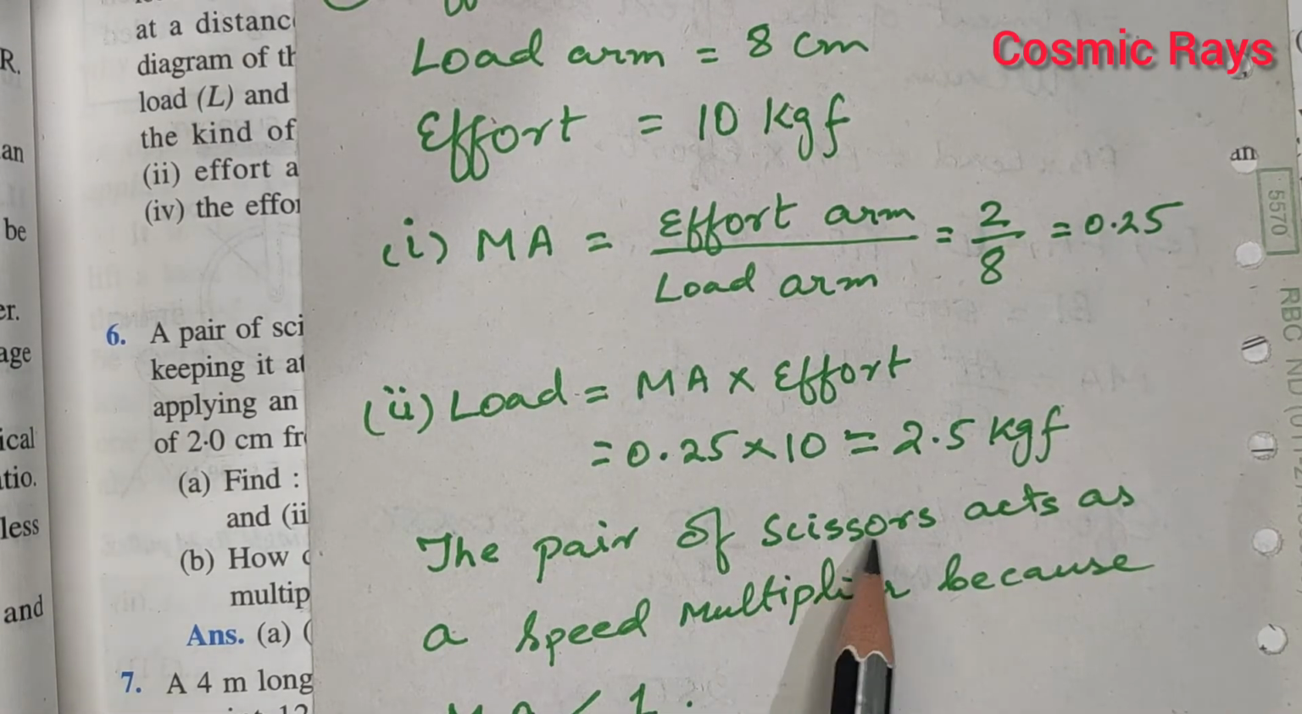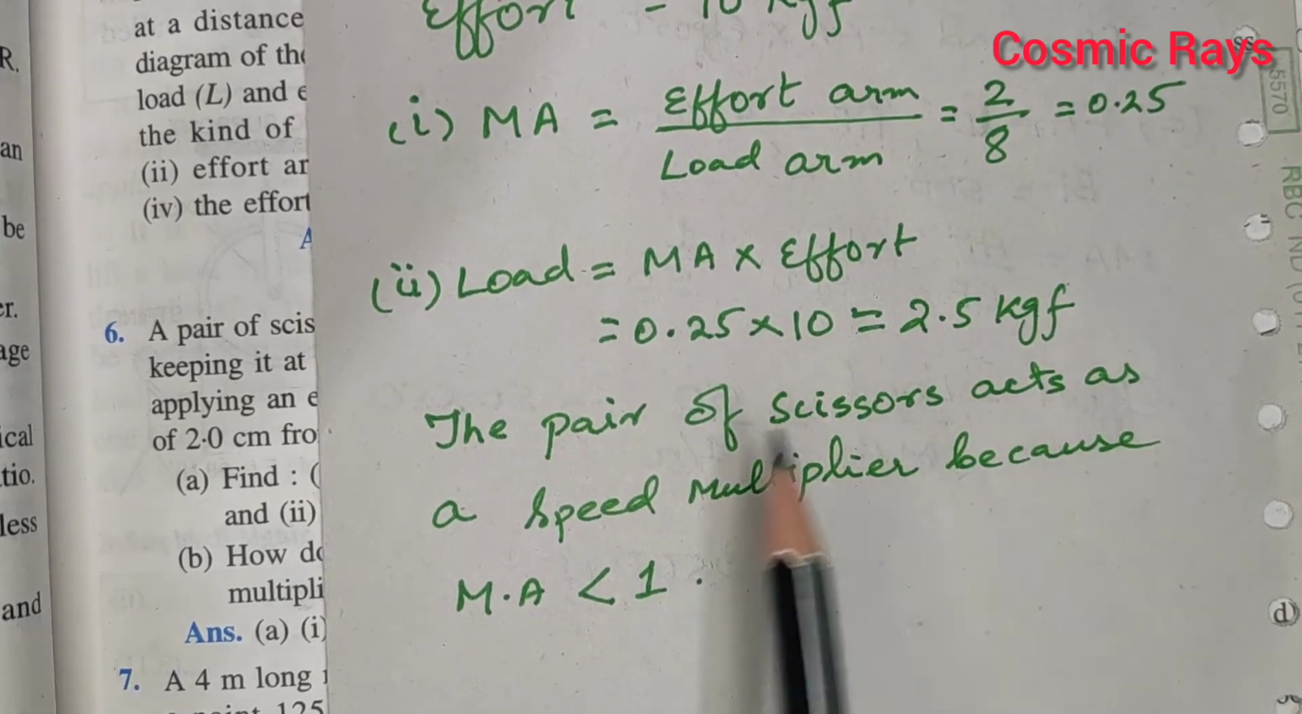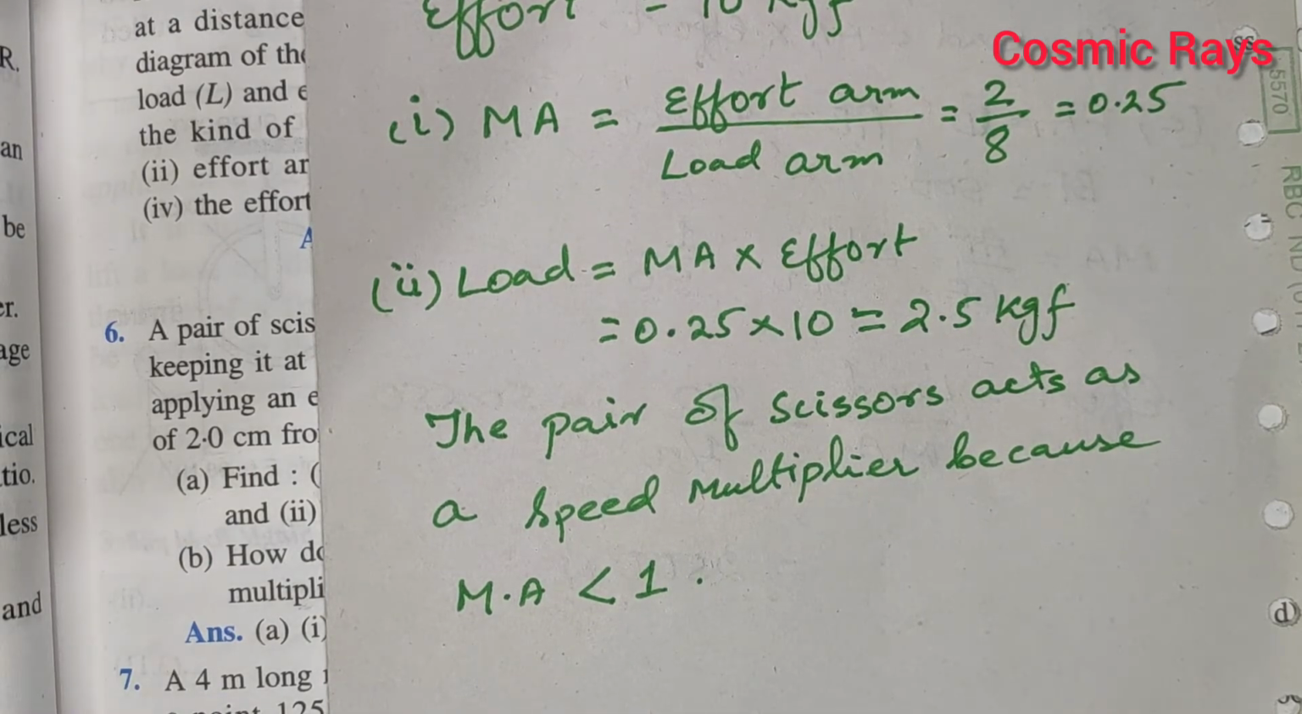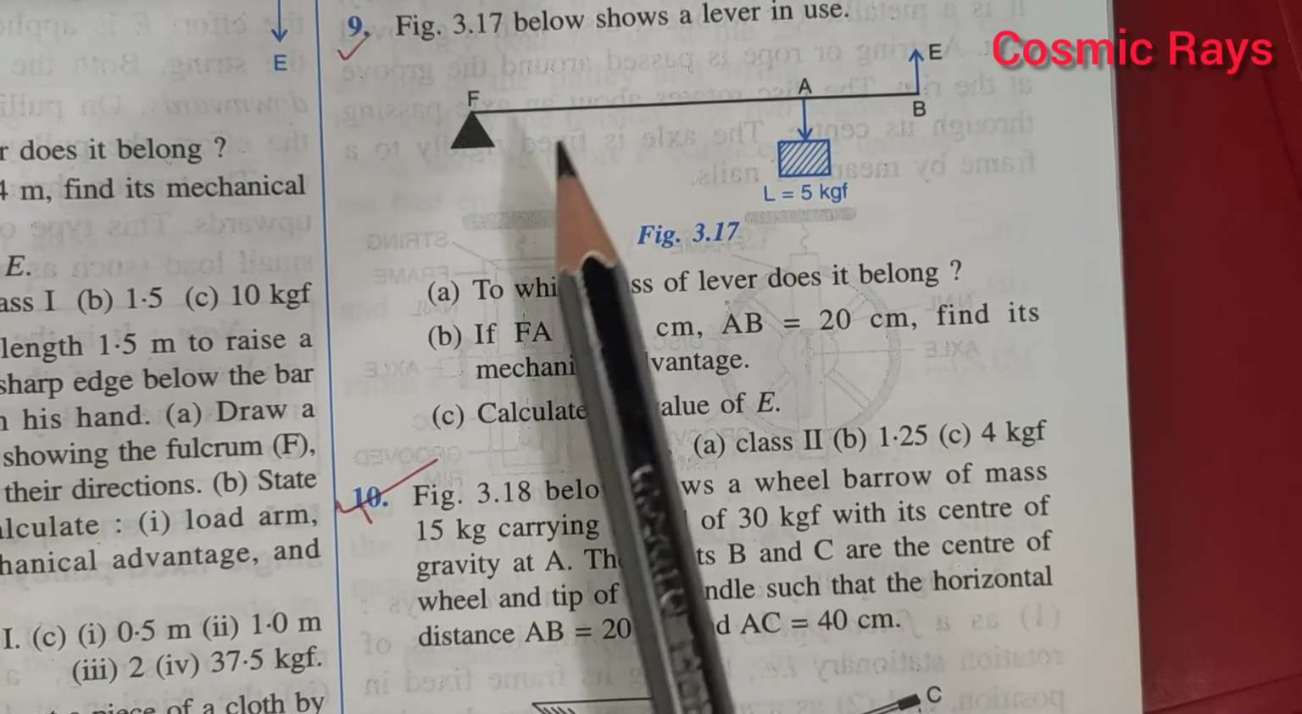Now we have calculated the mechanical advantage MA. So the pair of scissors acts as a speed multiplier. Why? Because MA is less than 1. I hope this is clear. Now question number 9 is also important.